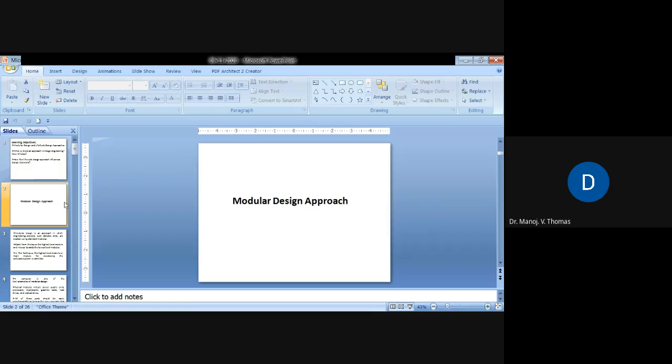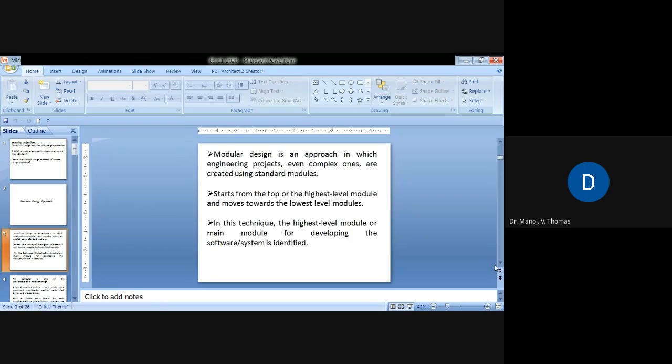Okay. So modular design approach. Modular design is an approach in which engineering projects, even complex ones, are created using standard modules. It starts from the top or the highest level module and moves towards the lowest level modules. In this technique, the lowest level module or main module for developing the software system is identified.